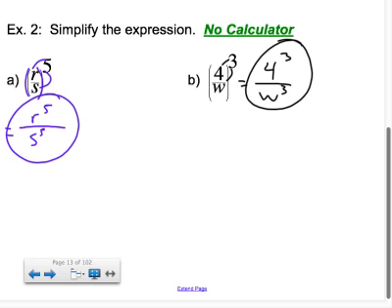Okay, and again, if you went ahead and did 4 to the 3rd power, 4 times 4 is 16 times 4 is 64. That'd be fine if you wrote that as 64 over w to the 3rd. We'll start doing that more and more, but right now it's just a matter of understanding the properties more than anything.